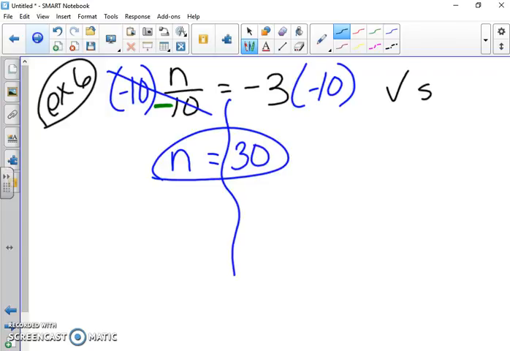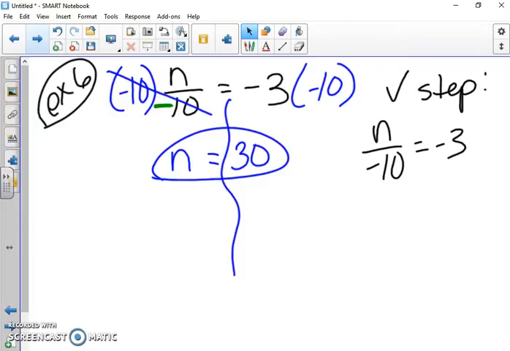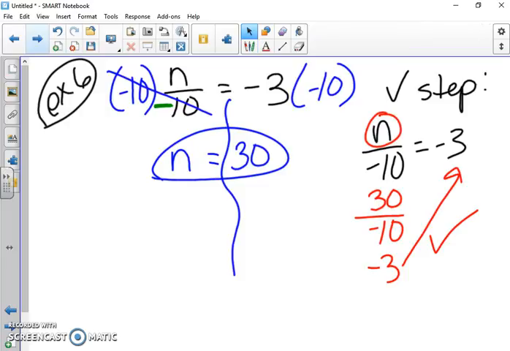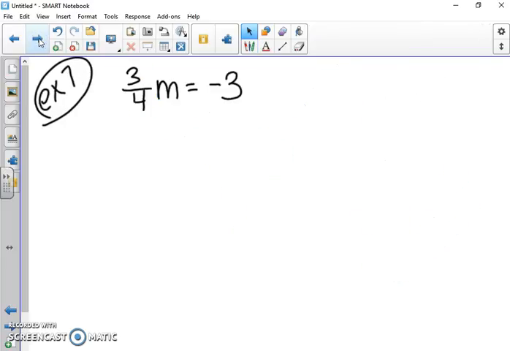By now, y'all should be check step masters. So we supposedly think that n is 30. 30 divided by negative 10 is negative 3. Which is what we should have gotten. So that checks out. I think we have 1 or 2 more, guys. Oh, wait, I think that's the last one. Yay. Okay, save the best for last.